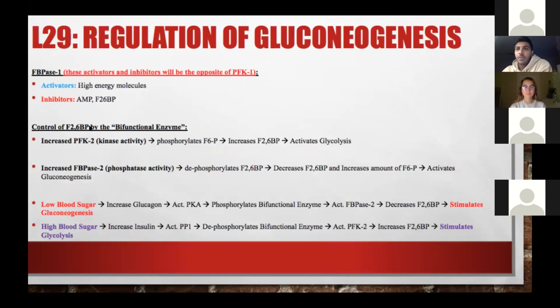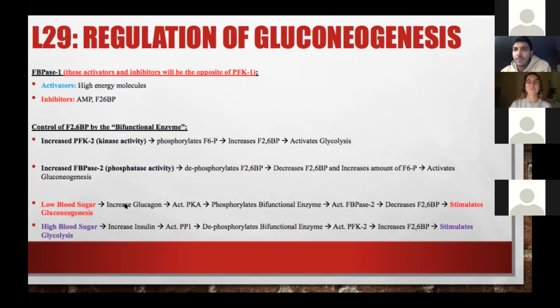You remember I said glycolysis is activated by fructose 2,6-bisphosphate. Actually the levels of this are controlled by something called a bifunctional enzyme. The reason why it's called bifunctional is because it has two functions. It has a kinase activity and a phosphatase activity. And if you look at these two scenarios here, typically these regulation questions are going to be scenario based. So you'll have something like low blood sugar, right?